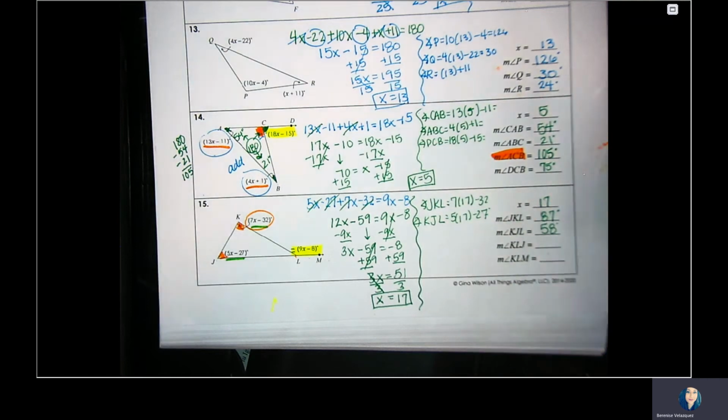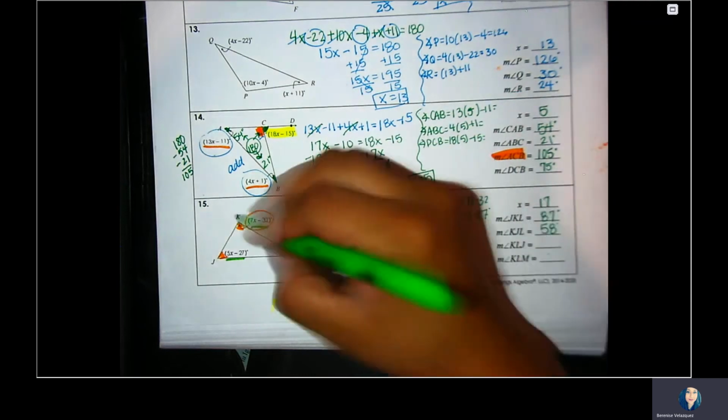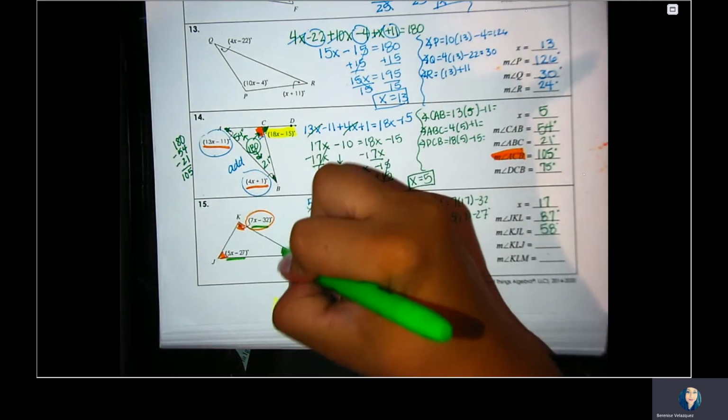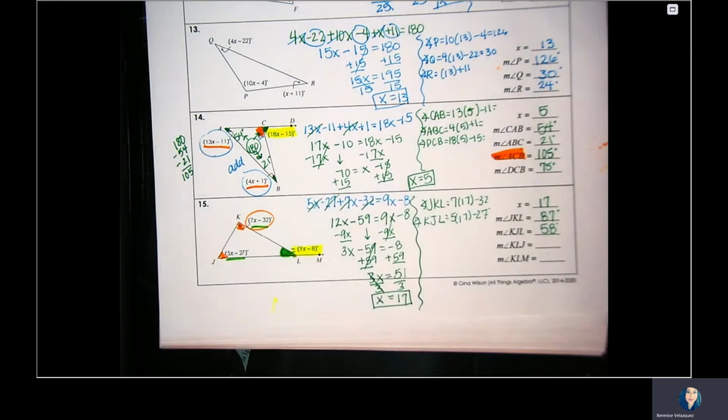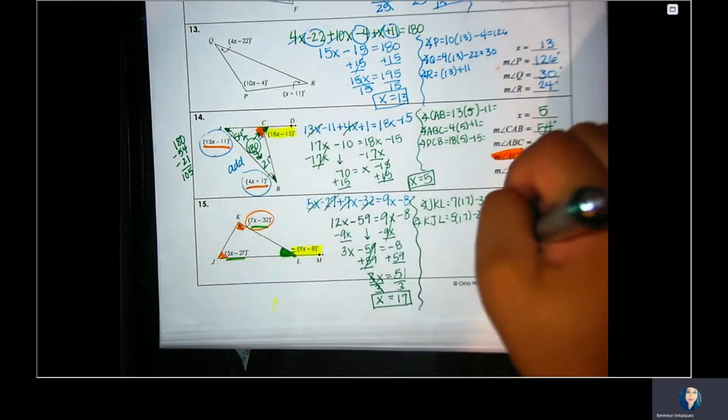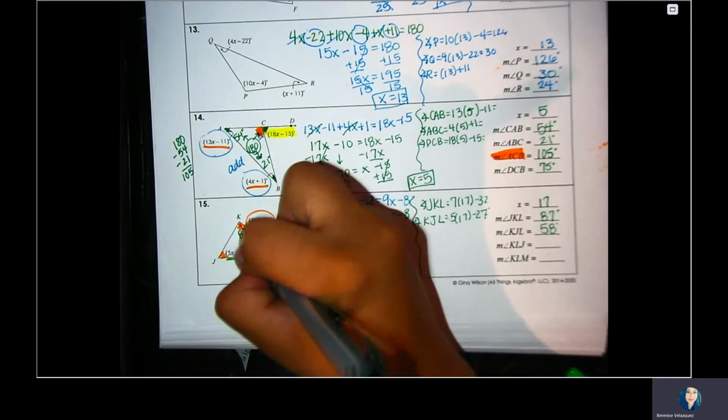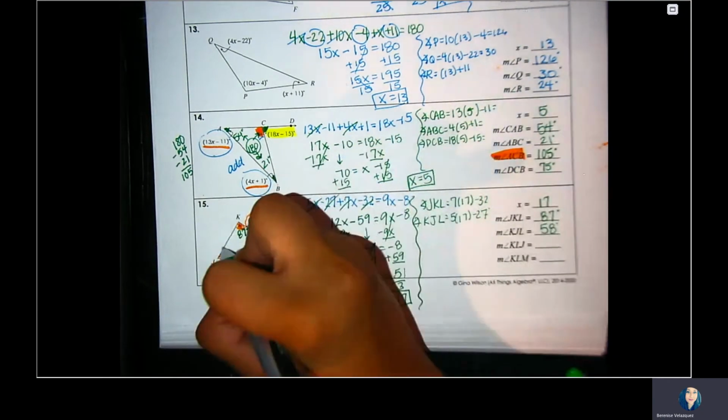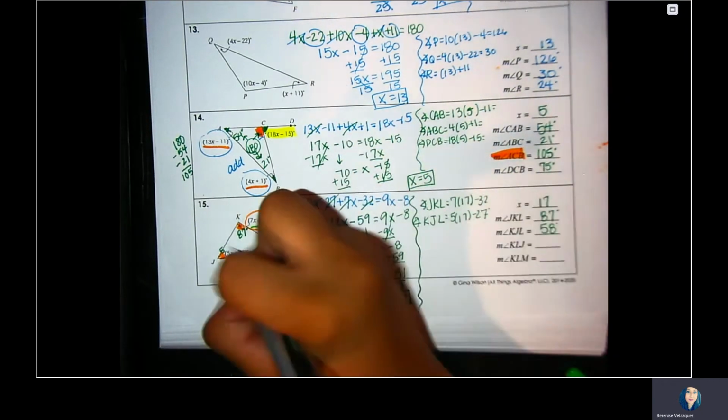Now, remember, before we get to that one, there is a tricky one that they do, KLJ. This one here that has no value on it at all. There's a few ways you can do it, but if you want to do it the same way we did the other one, write in the values that you got first for this one. So that was 87. And then this one was 58.